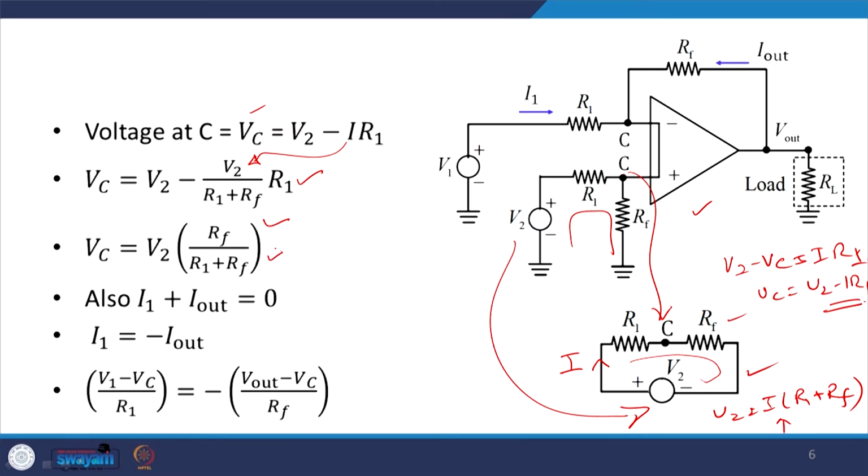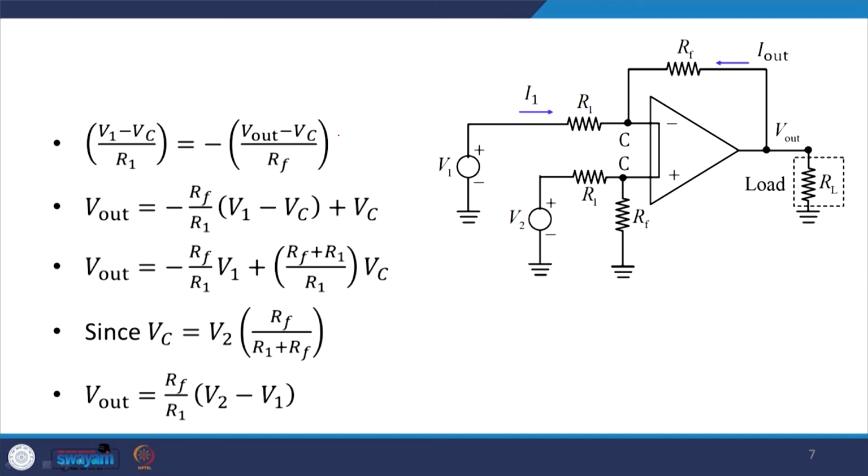So, I have this equation, the voltage at C. Also, as we have been seeing, I1 plus I out over here is going to be 0. So, I1 is equal to minus I out. Now, I substitute for I1, that is (V1 minus Vc) by R1, and I out as (V out minus Vc) by RF with a minus sign. So, this is our equation.